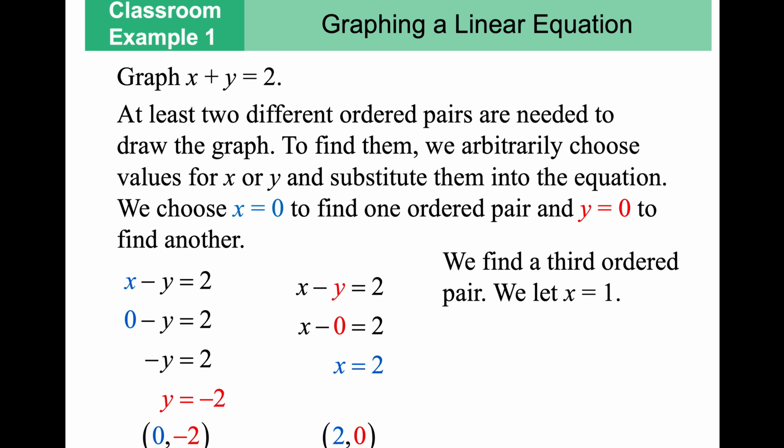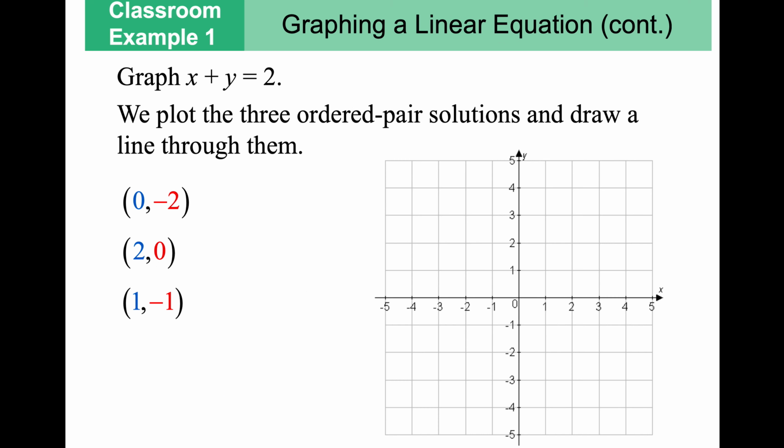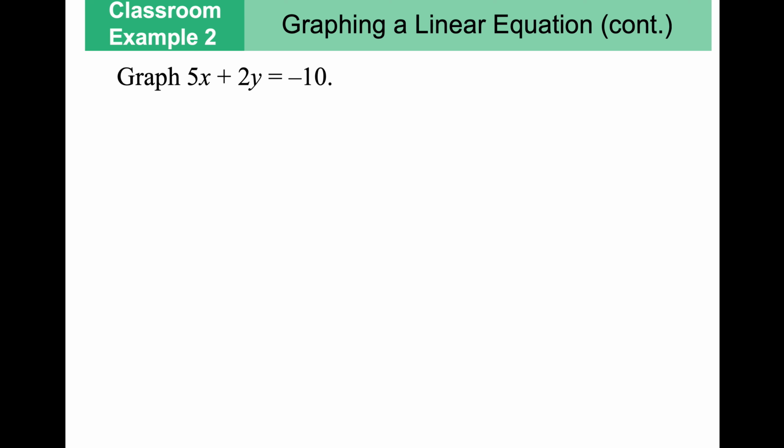If I wanted to find a third ordered pair, maybe I just want to be sure about things, I'm going to replace x with 1. Why do I do this? I don't have to. I'm just checking my work. So I get -1. So now I have 3 ordered pairs just to kind of check and make sure they do fall on the line. So I'm going to plot those 3 points, and it looks like they all line up. So I know I didn't make a mistake. So that third point is not necessary, but it's just kind of a self-check.